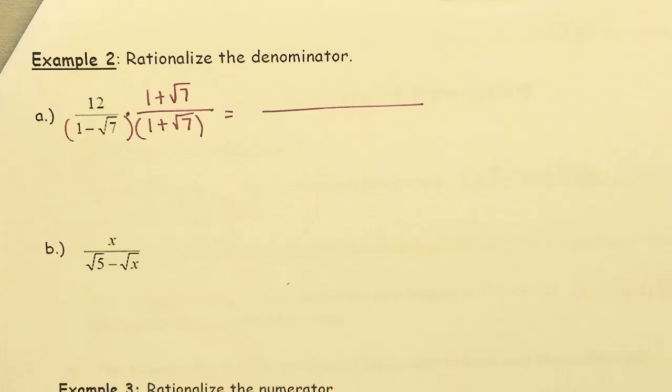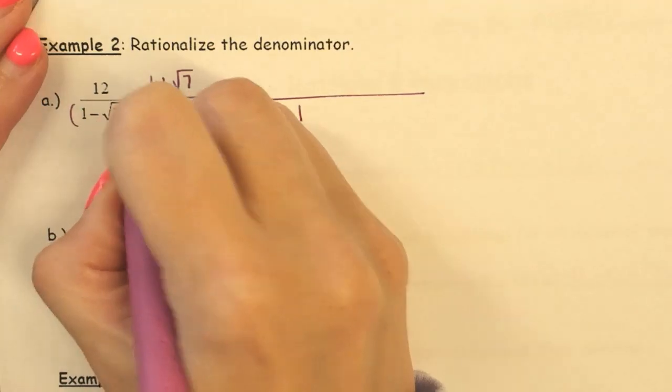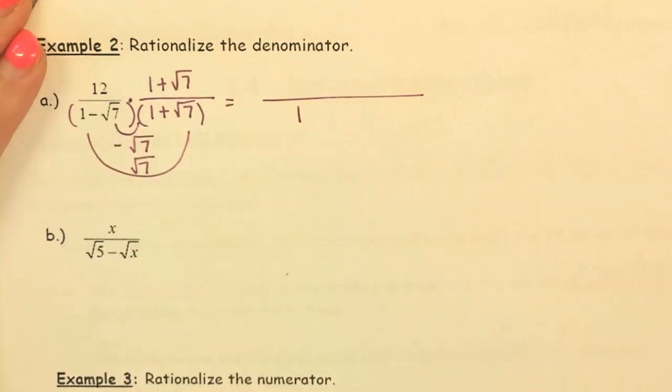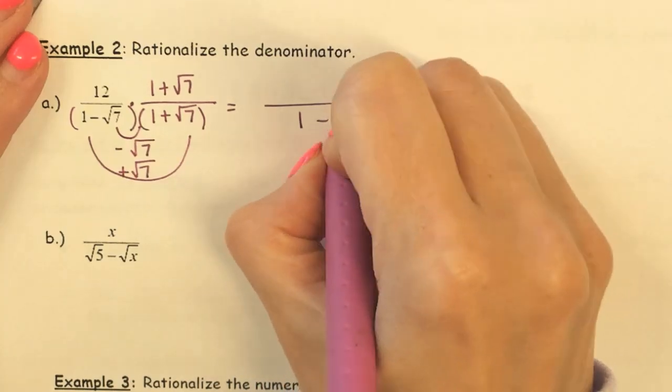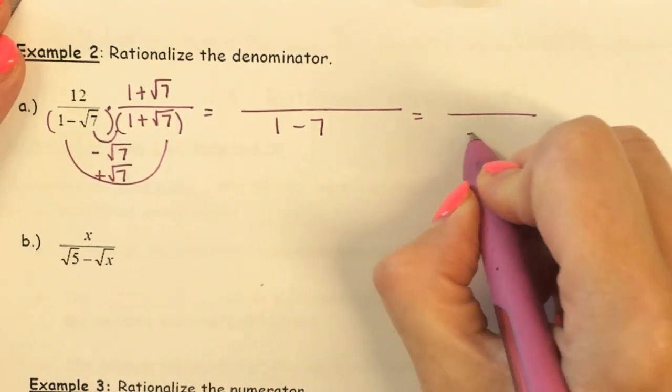Go ahead, you can try the next one. All right, so good simplification. Okay, so when you FOIL, you get the 1 times 1, which is 1. And then inside you get negative root 7. Outside you get positive root 7. Those are going to cancel out. And then negative root 7 times root 7 is negative 7. Okay, so you're going to end up with 1 minus 7 on the bottom, which is negative 6.